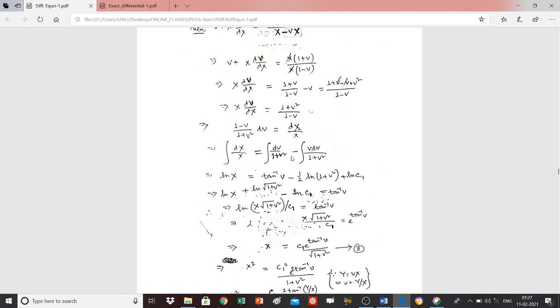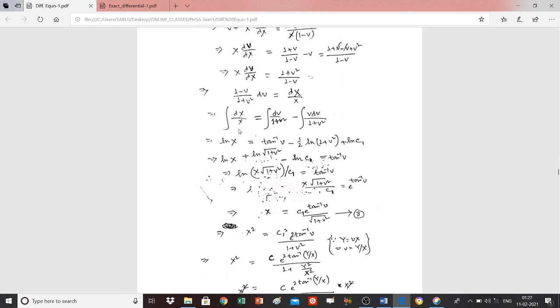So dv by 1 plus v square, then minus 1 minus v by 1 plus v square. Okay, this is here. So you know that this integration will provide you log x, then this will give you tan inverse v minus, and since you know that d of 1 plus v square will give you 2v dv. So v dv is equal to half of d(1 plus v square). That means this integration is actually minus half integration d of 1 plus v square by 1 plus v square. So that will give you minus half log 1 plus v square, and this is a constant log c1.